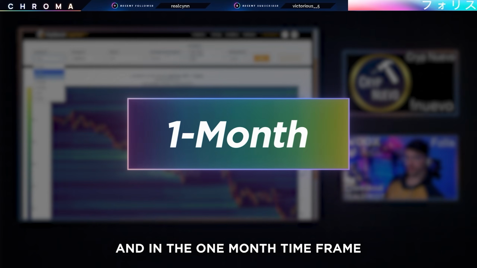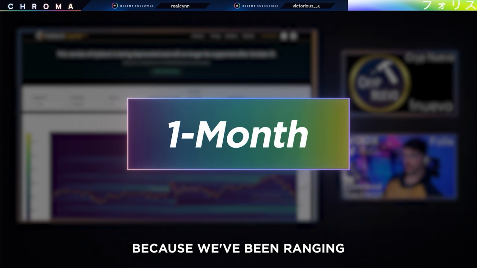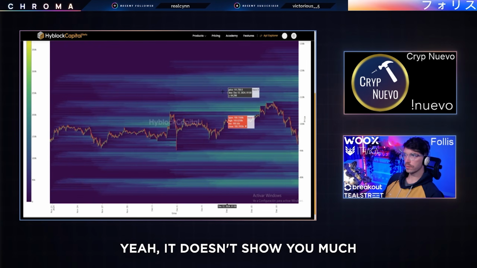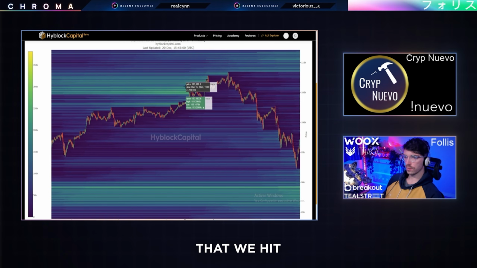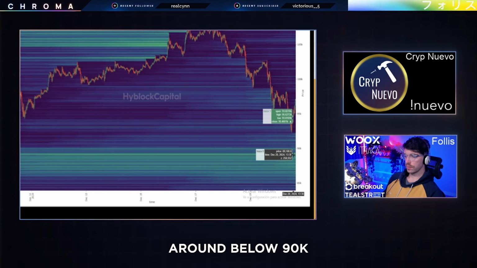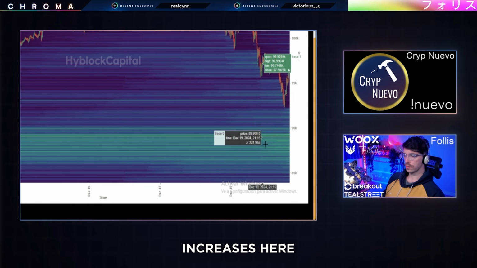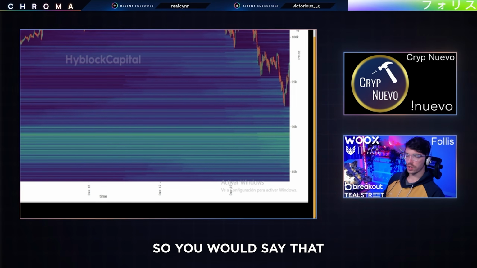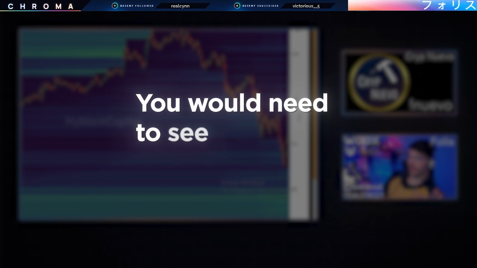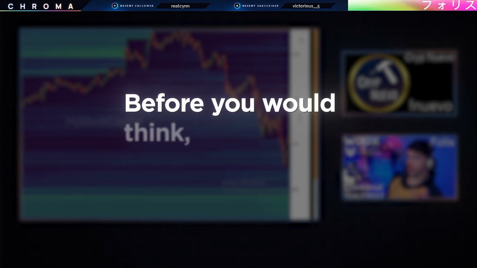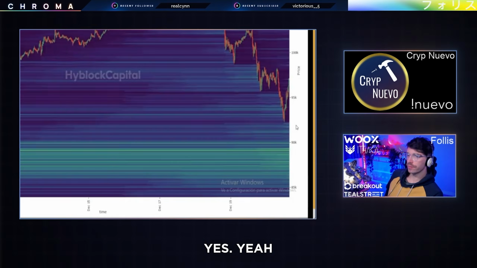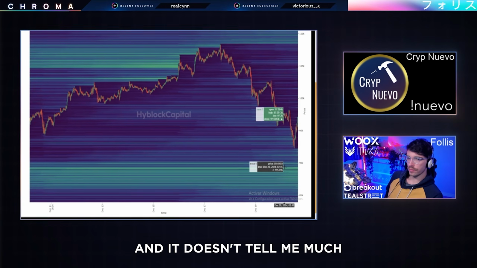And in the 1 month time frame, I guess it's quite neutral because we've been ranging. Yeah, it doesn't show you much. There were some liquidations here that we hit, and you can see some here around below 90K, 89K, 88K. So who knows, if the liquidity increases here, maybe we'll get there. Sure, yeah. So you would say that you would need to see liquidity building up there before you would think that it's a big target, right? Yes. Right now, I look at this chart and it doesn't tell me much.